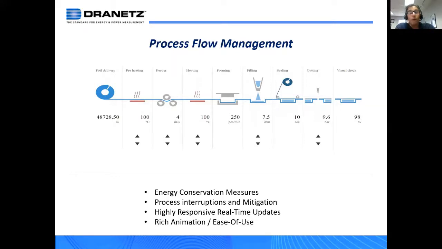You can look for process interruptions and alarms and help mitigate those issues. You can have highly responsive real-time updates and proactively notify you of any trigger conditions. Either soft, that an alarm is getting close, or a hard failure in any particular thing. And you can even animate this. This is actually an animated picture here if you wish to do that within your DranSCADA environment.